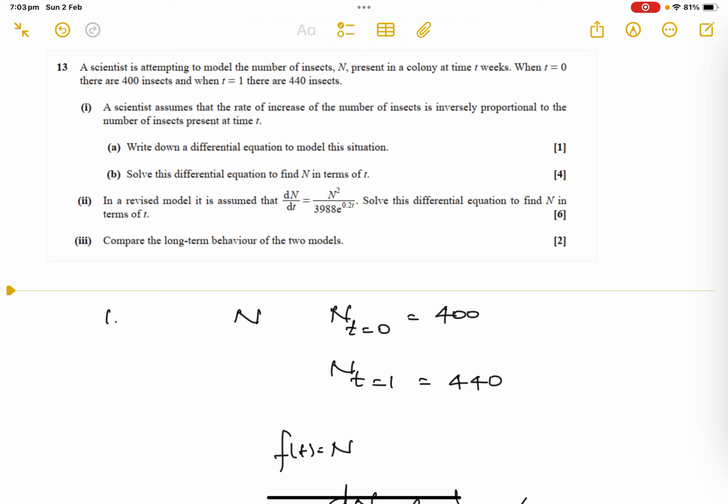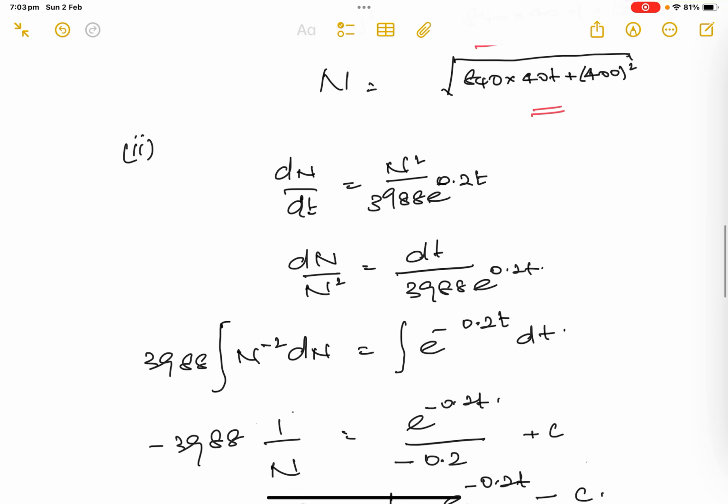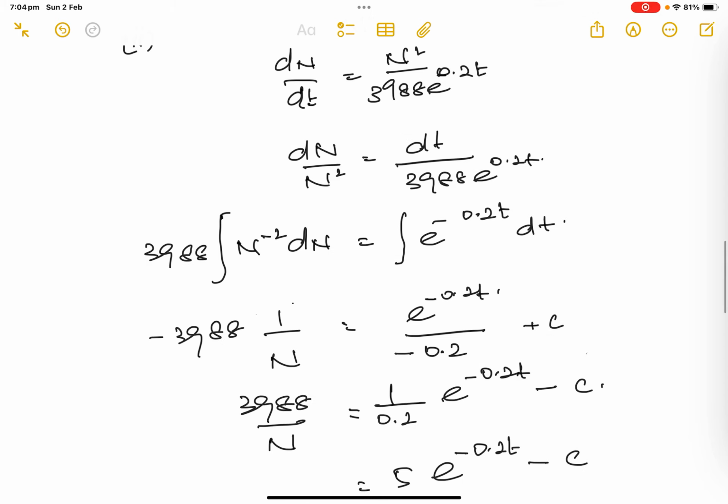So we have been given the differential equation: dn over dt equals n squared over 3988 e to the power 0.2t. So again, separate the variables, keeping n on one side and t on the other side. So dn over n squared equals dt over 3988 e to the power 0.2t. If I bring that 3988 to the left-hand side, it's just a constant, so keep it on the left.